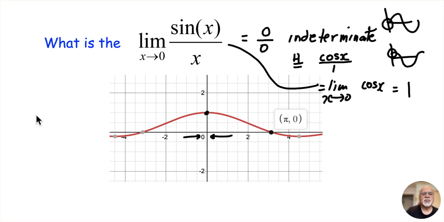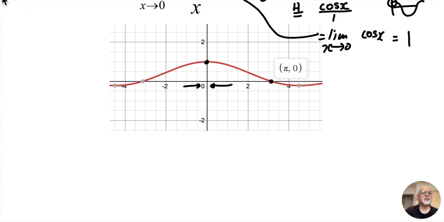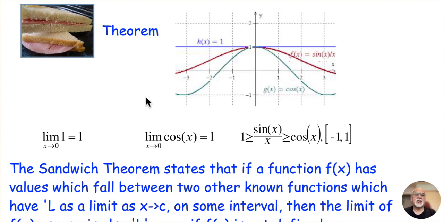Now, there's another way of seeing this, and it has to do with what's known as the sandwich theorem. Hence the picture of the sandwich. So what does this theorem say? Well, I've got the line h of x equals 1 up there. I've also plotted the cos function, and you notice as x is approaching 0, g of x is approaching 1. These functions are well defined, y equal to 1 and the cos function. The sine function happens to fall right in between them in this region. The limit of 1 as x approaches 0 is 1. We can see that because it's always 1. The limit of cos x as x is approaching 0 is 1. We can see that on the green curve. And the sine function is always falling in between, certainly in the region where x is approaching 0.